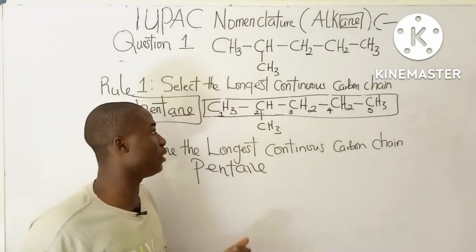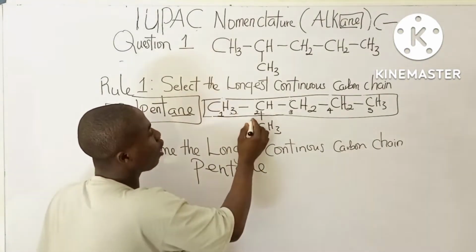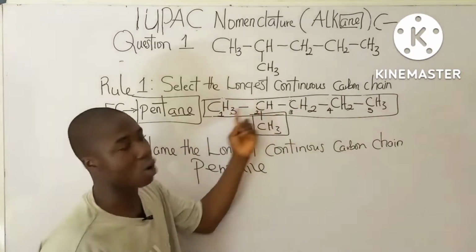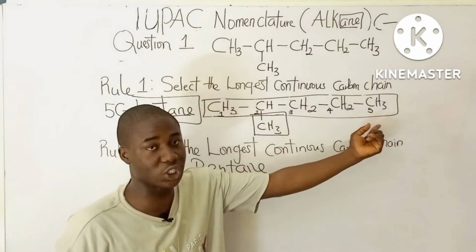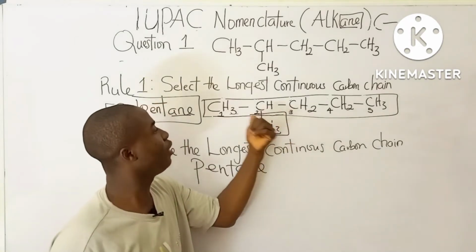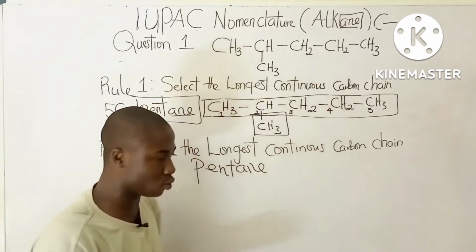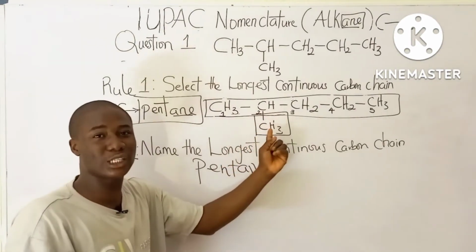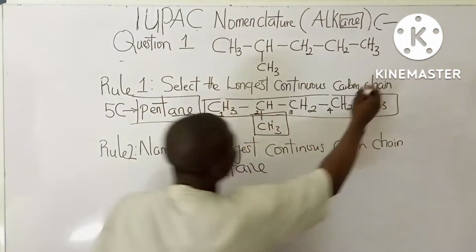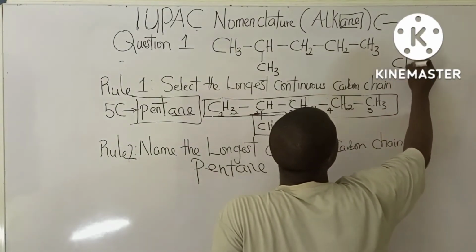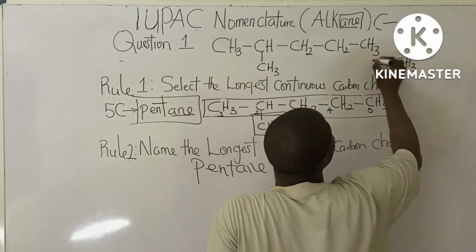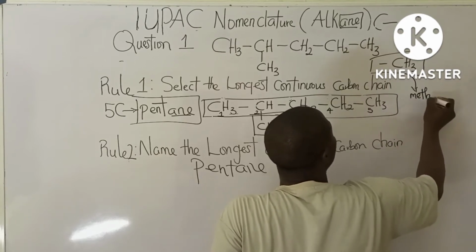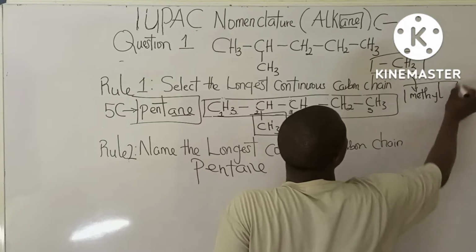So after numbering, the substituent is now at carbon 2 of the longest continuous chain. Now, the next point is to identify the substituent. The substituent I'm seeing here is CH3. And what is CH3 called? CH3 is called methyl.